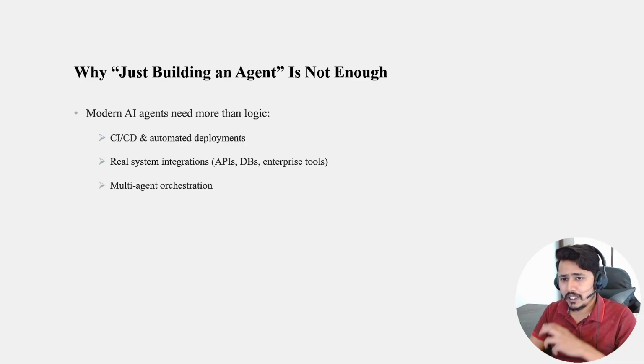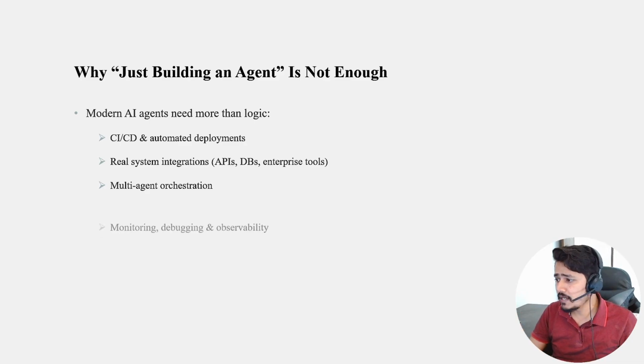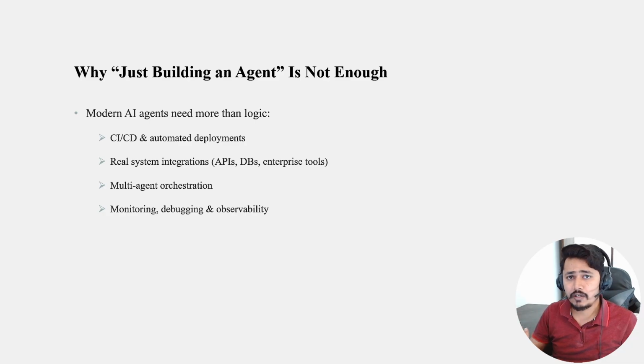Then the next one is multi-agent orchestration. Sometimes organizations definitely want multiple agents to work for you. A single agent is not enough to perform a complex task, and that's where the requirement of multi-agent orchestration comes in. Then monitoring, debugging and observability.